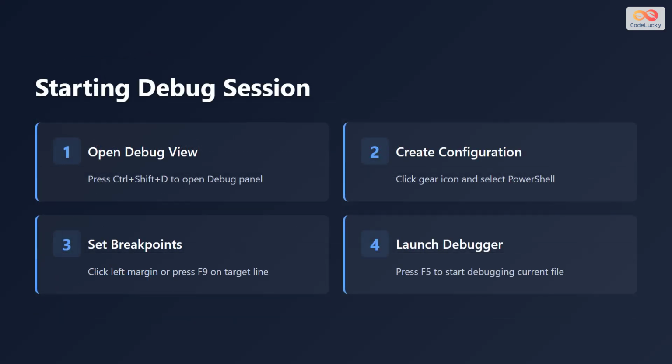Starting a debug session in Visual Studio Code is straightforward and involves 4 simple steps. First, press Ctrl+Shift+D to open the debug panel on the left side of your screen. Second, click the gear icon at the top and select PowerShell from the configuration options. Third, set breakpoints by clicking in the left margin of your code or pressing F9 on the line where you want execution to pause. Finally, press F5 to launch the debugger, which will start executing your script and stop at your first breakpoint. These 4 steps form the foundation of every debugging session.